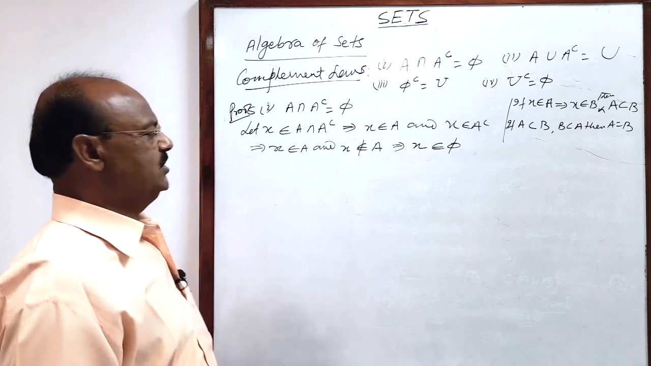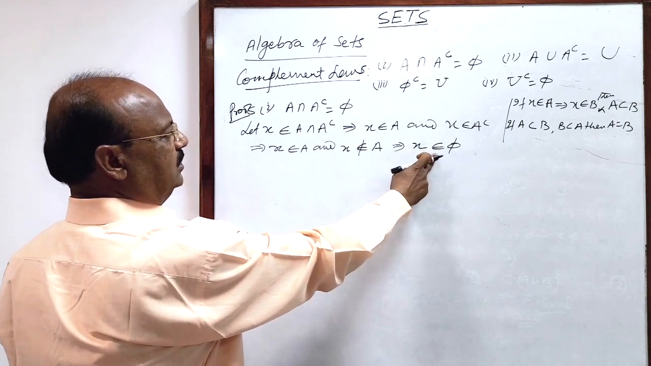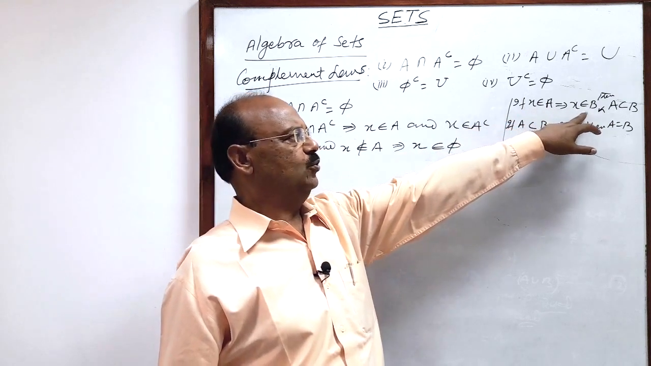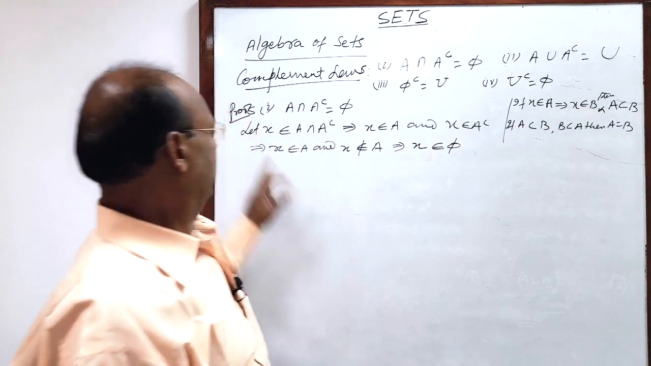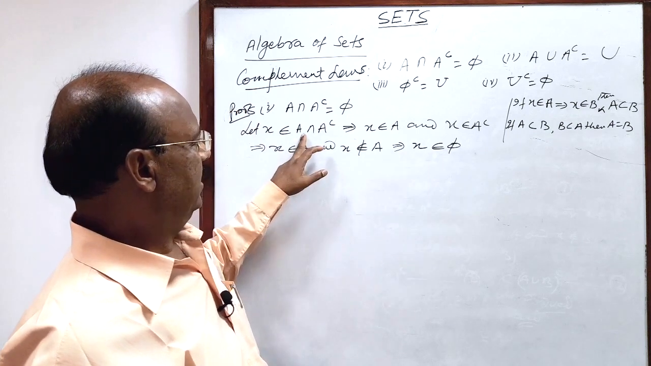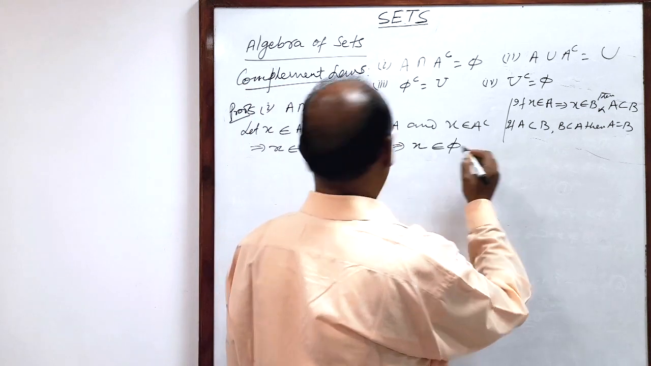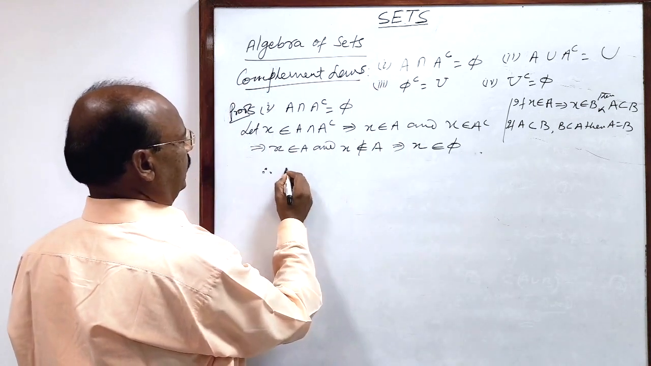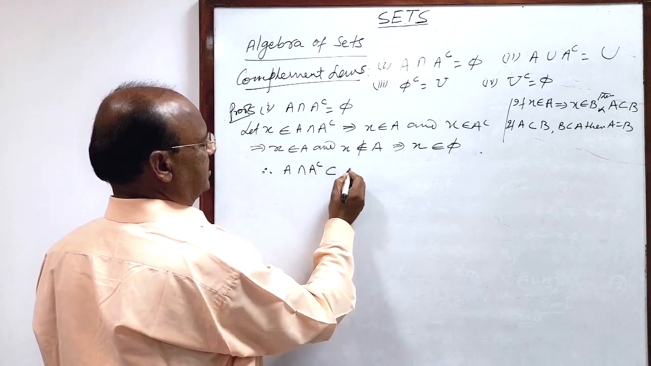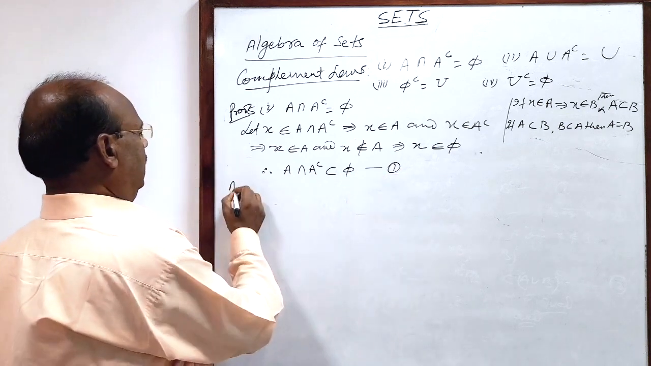So what we are getting here: we have started from left hand side and we are coming to right hand side. By this definition, if X belongs to A implies that X belongs to B, then A is a subset of B. So here X belongs to LHS implies that X belongs to RHS, means LHS is a subset of RHS. Therefore we can write that A intersection A complement is a subset of null set. Suppose this is relation number 1.